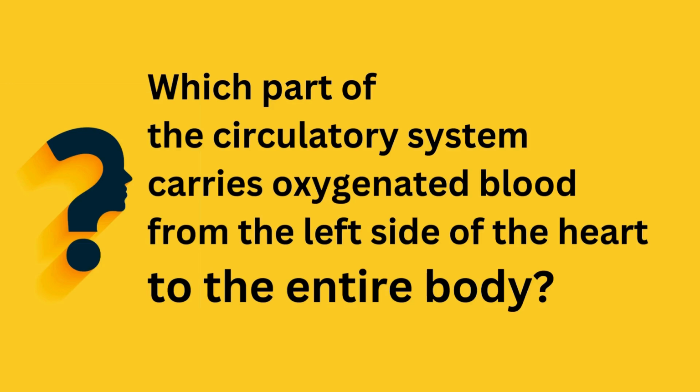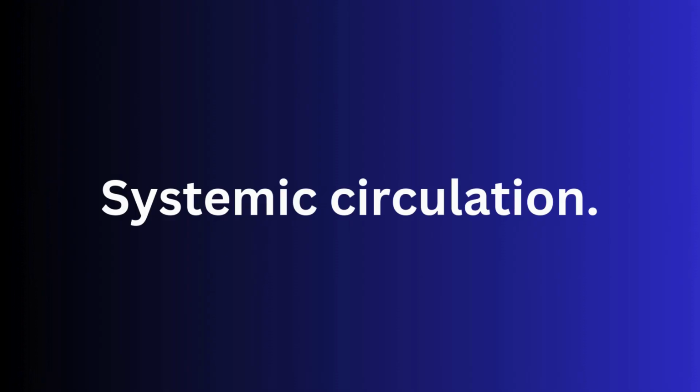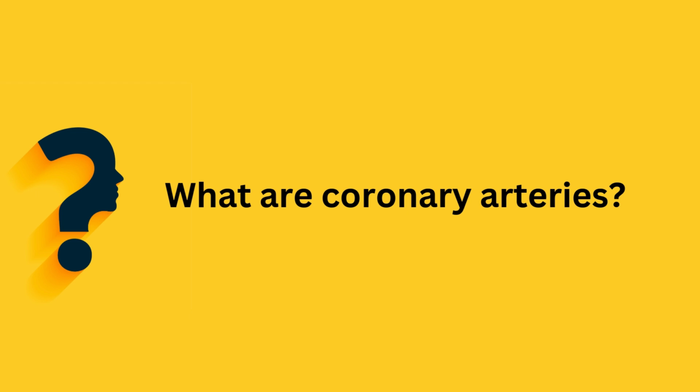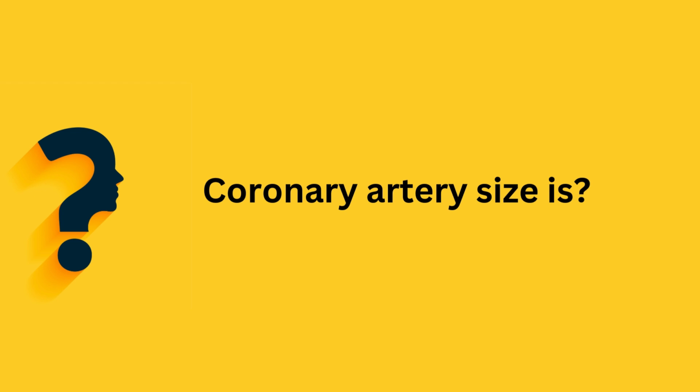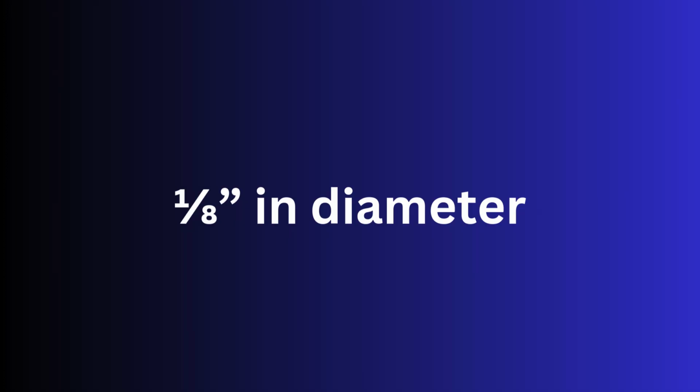Aorta. Which part of the circulatory system carries oxygenated blood from the left side of the heart to the entire body? Systemic circulation. What are coronary arteries? Coronary arteries are blood vessels that supply oxygen-rich blood and nutrients to the heart muscle. Coronary artery size is 1/8 of an inch in diameter.